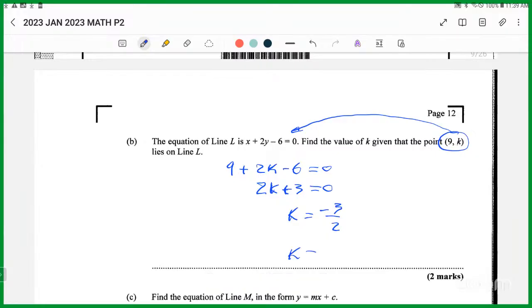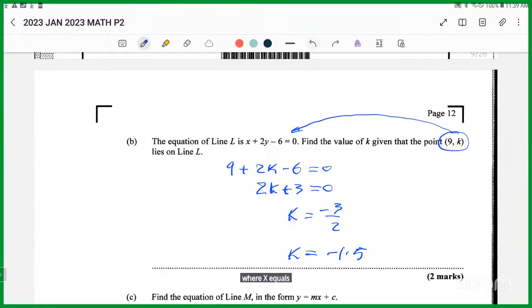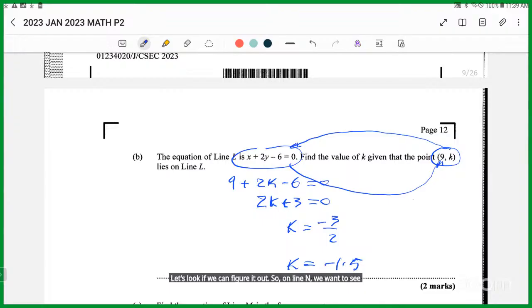K equals minus 1.5. Another way you could have done it is to see if we can find this point on the graph where x equals 9 and see what the y value is on the line L. Let's look if we can figure it out. So on line L, we're going to see where x equals 9. What is the y value at that point? Let's look at the graph and see if we can pick it up.